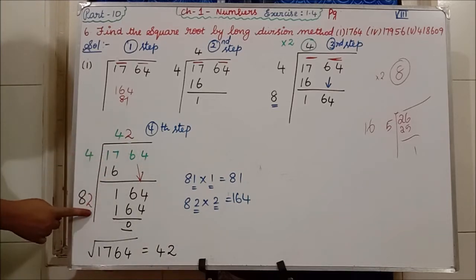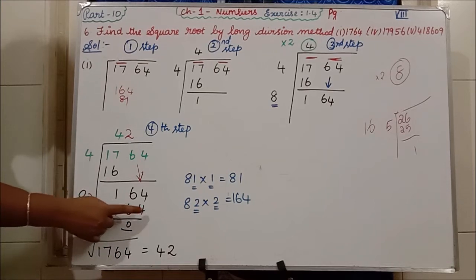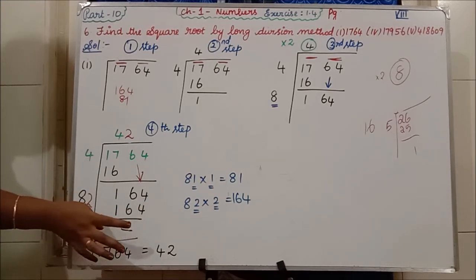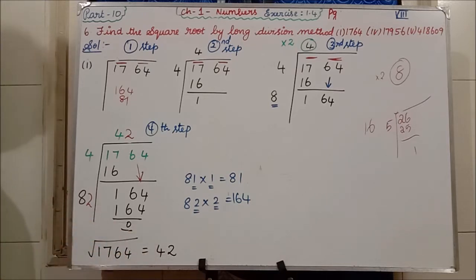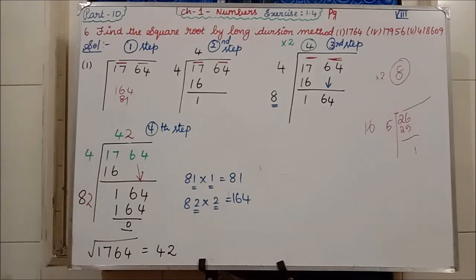2 into 82, fully multiplying, what will you get? 2 into 82 is 164. We are getting 0. So the square root of 1764 is 42. Clear? With this the problem ends. Clear all of you? Don't think that every problem will end with 4 steps. No, it can go for 5 to 6 steps also. When you get 0, by that time only you have to stop. Clear all of you? Clear?